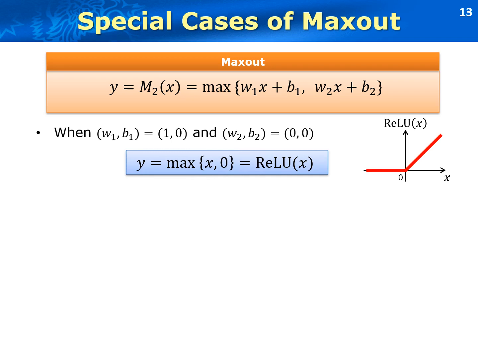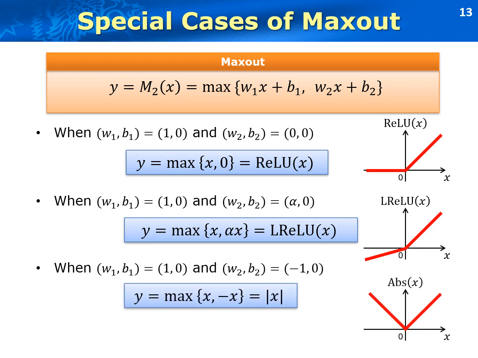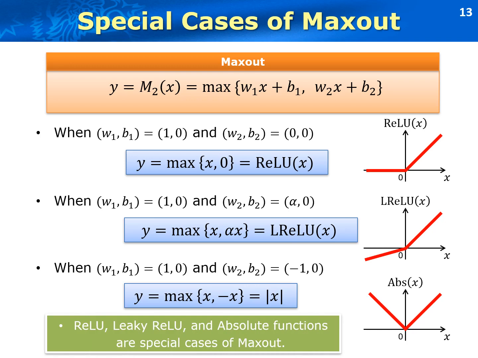When we set w1, b1 to 1, 0 and w2, b2 to alpha, 0, then maxout reduces to the leaky ReLU function. In addition to ReLU and leaky ReLU, if we set w1, b1 to 1, 0 and w2, b2 to minus 1, 0, then maxout becomes the absolute function. As a result, we notice that ReLU, leaky ReLU, and absolute functions are special cases of maxout. Thus, maxout enjoys all the benefits of ReLU and leaky ReLU.